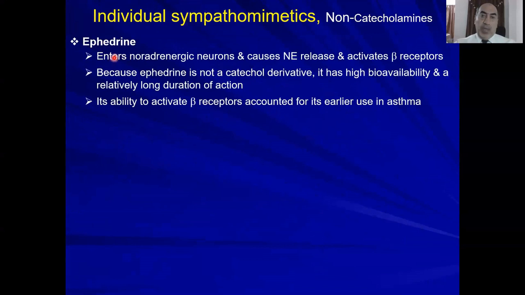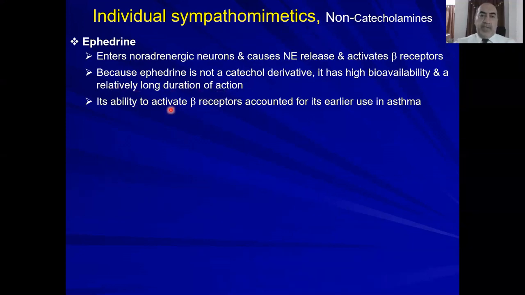Ephedrine, if you remember, we said it's dual acting, right? So number one, it enters the noradrenaline neurons and facilitates norepinephrine release, and it also activates beta receptors with some effect on alpha receptors. That's because it's not a catechol derivative. Do you remember we talked about catecholamines: adrenaline, noradrenaline, dopamine, isoproterenol, all of these are catecholamines. This guy is not a catecholamine. So it's not a substrate for COMT, catechol-O-methyltransferase. This will increase its bioavailability and its duration of action.